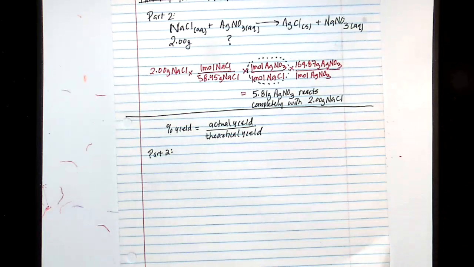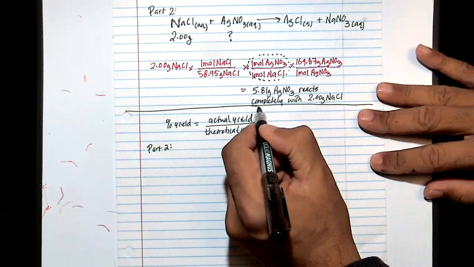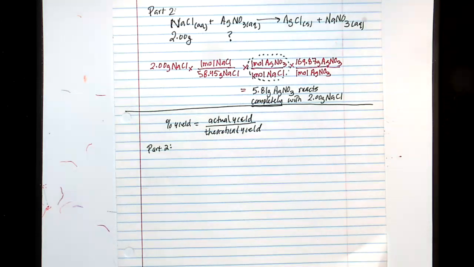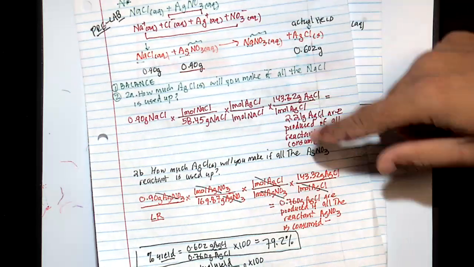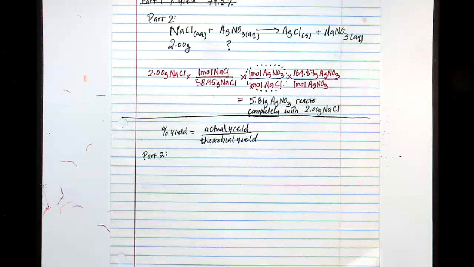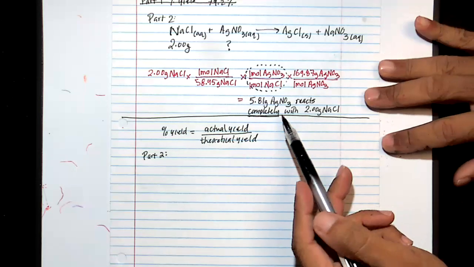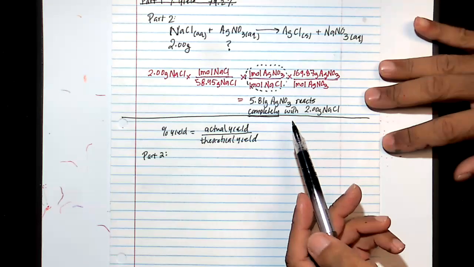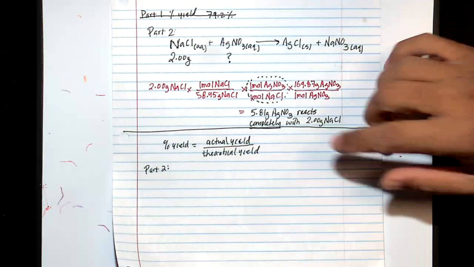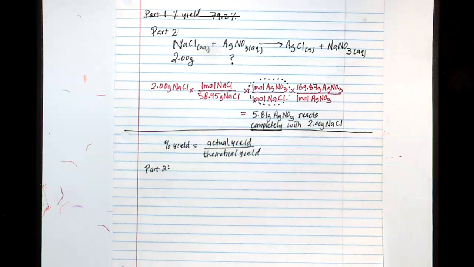Okay, why is that? Because it reacts completely. That's why you don't have to go through what we went through with all of this stuff. Because it reacts completely, there's no limiting, there's no excess. 2 grams of NaCl will react with 5.81 grams of silver nitrate. Nothing will be left over, and nothing will be left in excess.